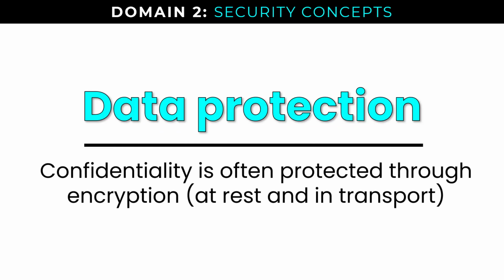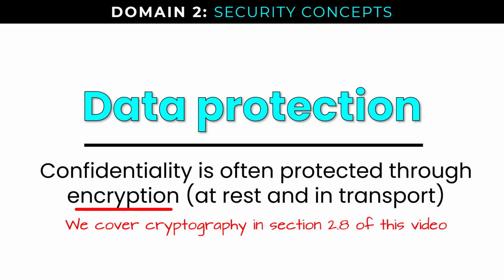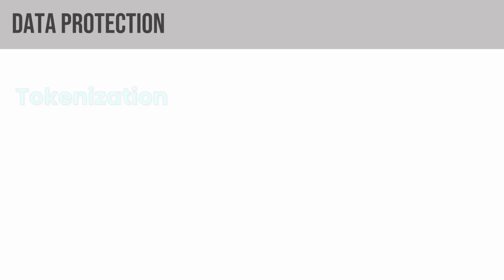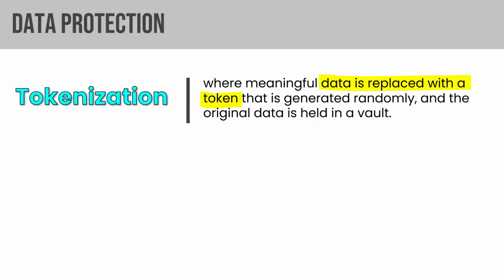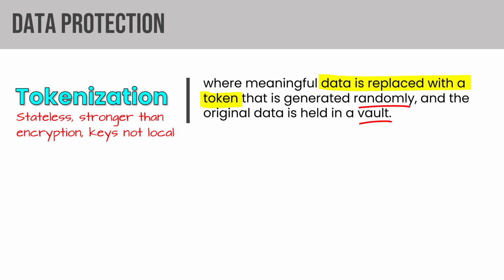So data protection. Confidentiality is often protected through encryption, both at rest and in transport. And we're going to talk about cryptography in section 2.8 of this lesson and in some select areas beyond domain 2 of this series. So moving on, tokenization is where meaningful data is replaced with a token that's generated randomly and the original data is held in a vault. It's stateless and it's stronger than encryption. The keys are not local.